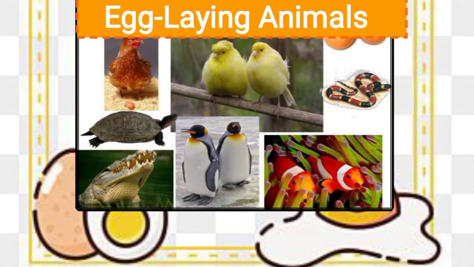Let's understand about egg-laying animals. Many animals reproduce by laying eggs. The eggs are either kept in a warm place or the parent animal sits on them to keep the eggs warm. Once the eggs mature, the young ones hatch out.